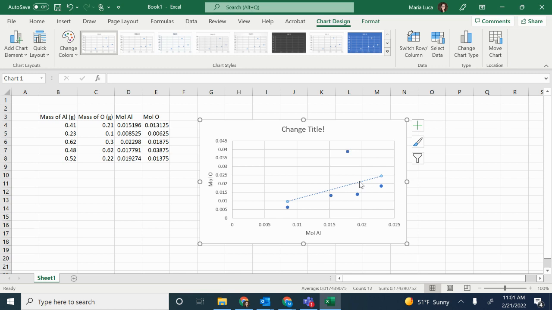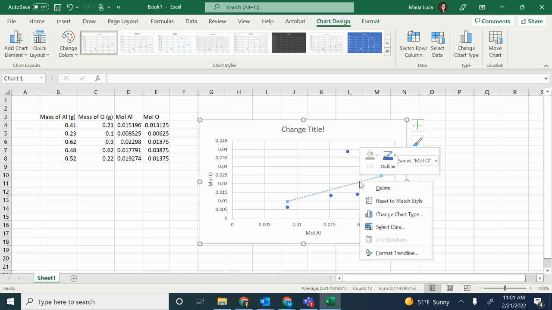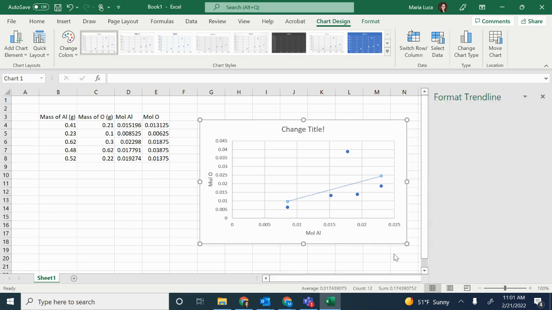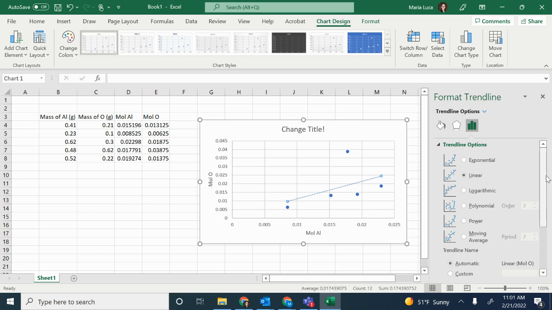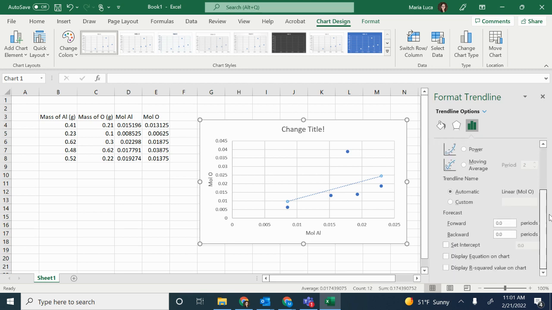I'm going to click on the trend line itself, and then I'm going to click on format trend, or right click on it, and then I'm going to click on format trend line. And the thing that you need to do is you have to set this intercept to 0. You have to display the equation on the chart. And then you're going to display something that's called the R-squared value on the chart.